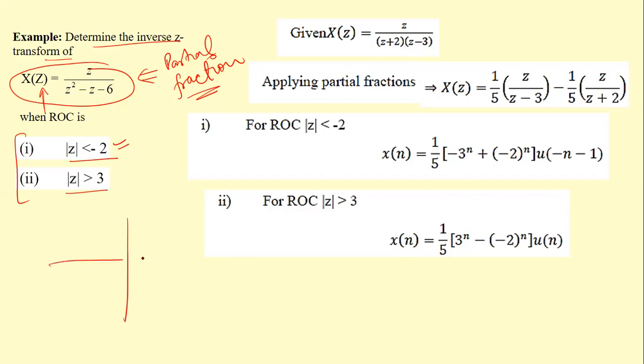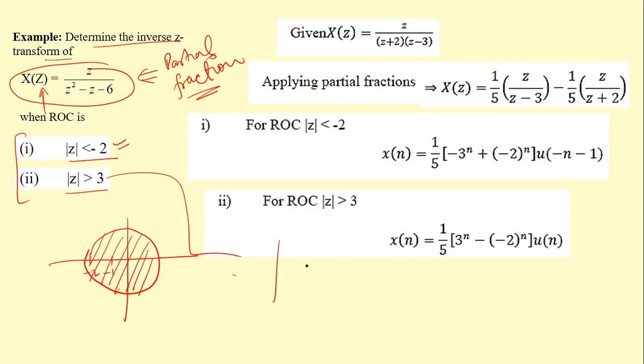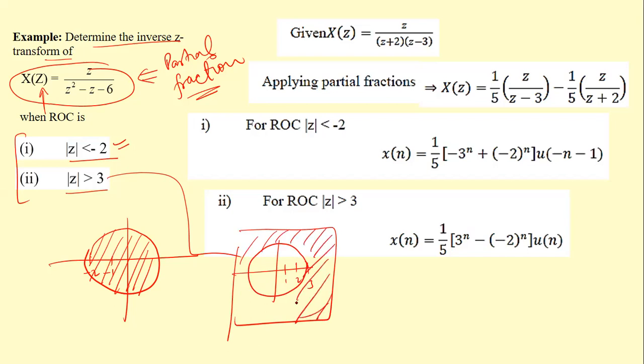That is, if you use, this is minus 1, let us say this is minus 2, so less than minus 2. And here it may converge for this particular part, right? Now in the other case, the given Z transform will converge for all the values greater than 3, like this.